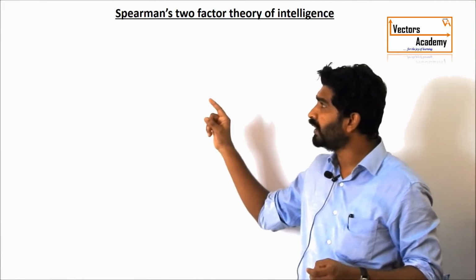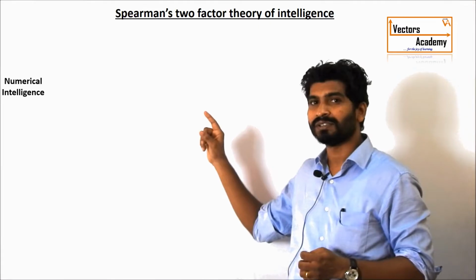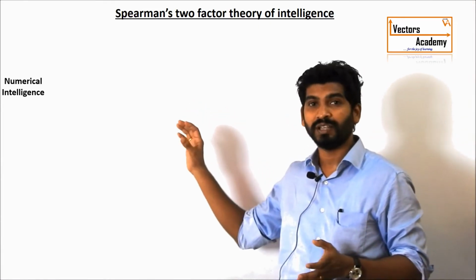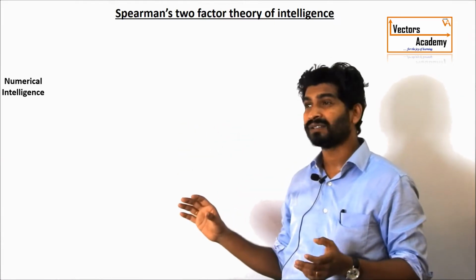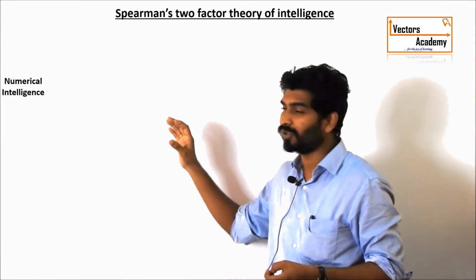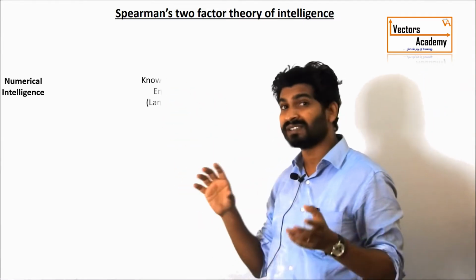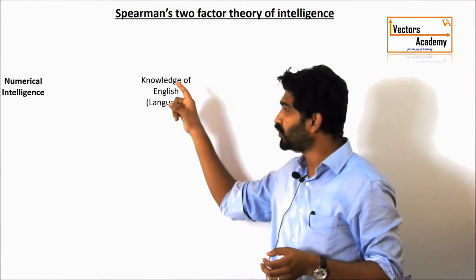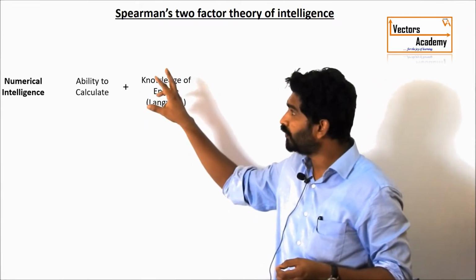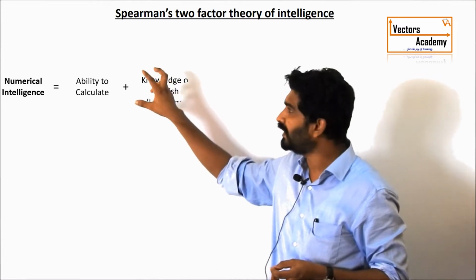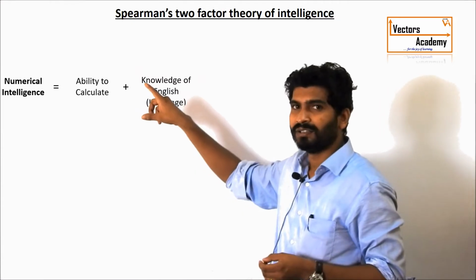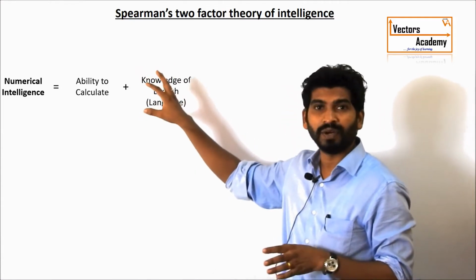Now suppose we need to check the numerical ability of a person. How do we check the numerical ability of a person? Suppose we give him a questionnaire which contains math word problems. Now how do we check whether the person is good in numerical abilities or not? He should be good in English to understand the word problem, as well as he should be good in calculations, right? So if he has both these abilities, then he can score higher in the numerical ability, right? So these are two factors which are required.